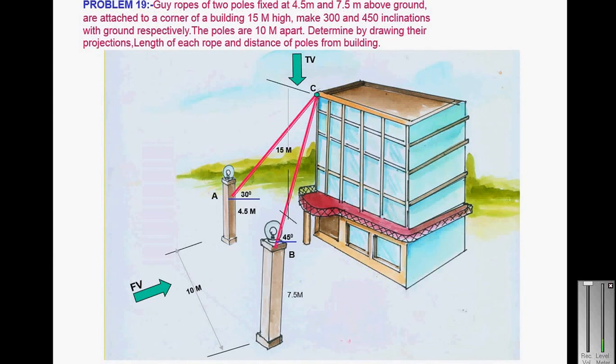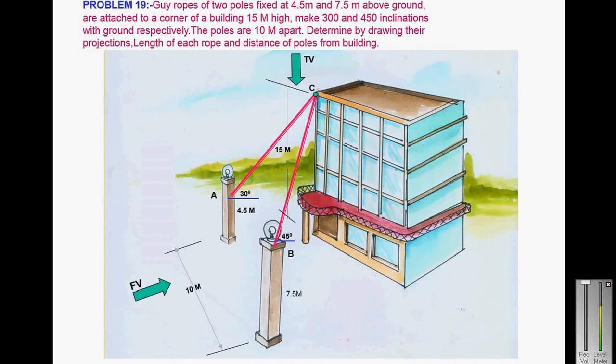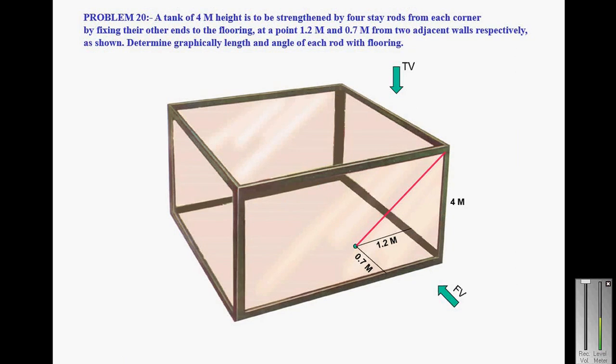So again, this is another application problem. Guy ropes of two poles fixed at 4.5 meter and 7.5 meter above ground are attached to a corner of a building 15 meter high. They make 30-degree and 45-degree inclinations with the ground respectively. The poles are 10 meter apart.